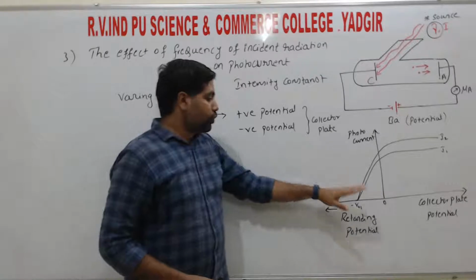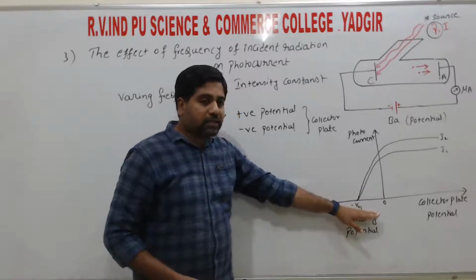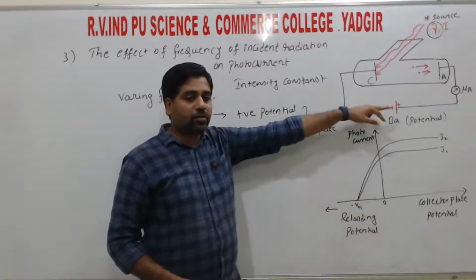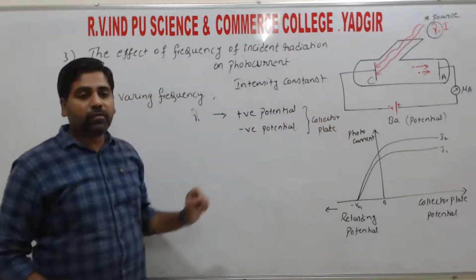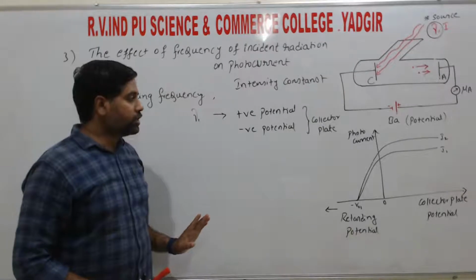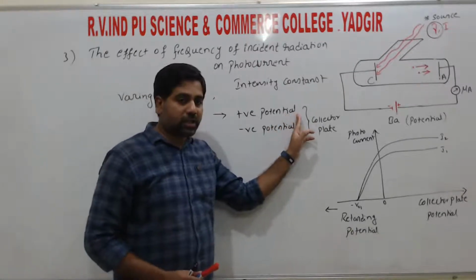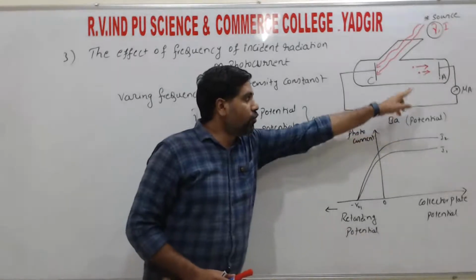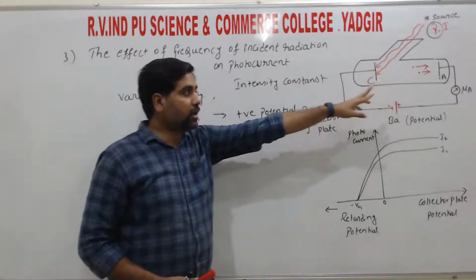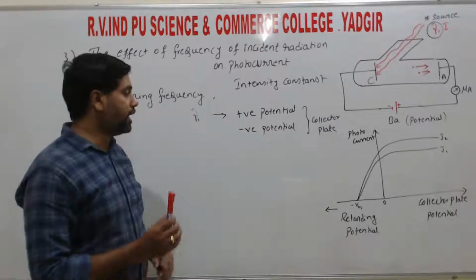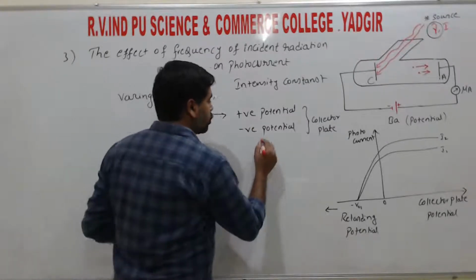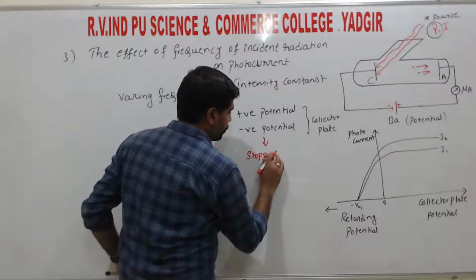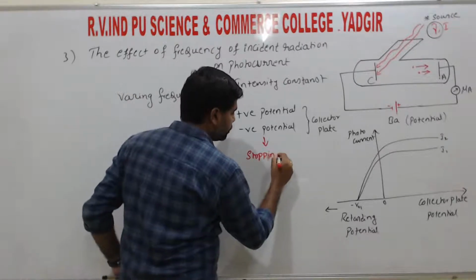The cutoff voltage is the potential at which, for a particular value, the current through the circuit is 0. So that one is the stopping potential. Here we are getting one is the saturation current and another one is the stopping potential when we apply negative potential to the terminal, that is, to the collector plate. From this observation, we get the stopping potential.